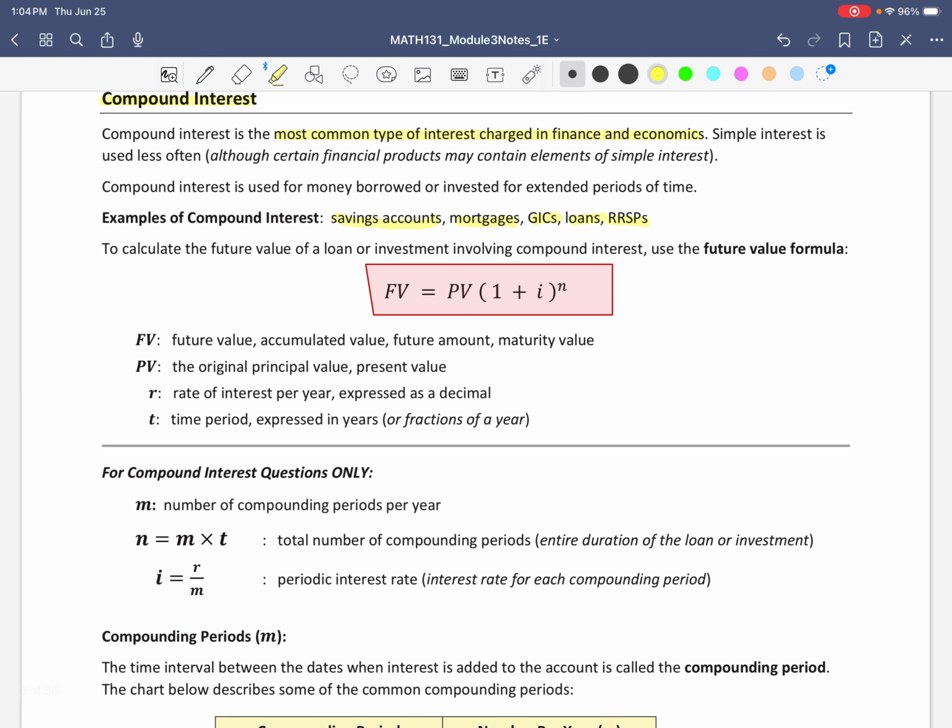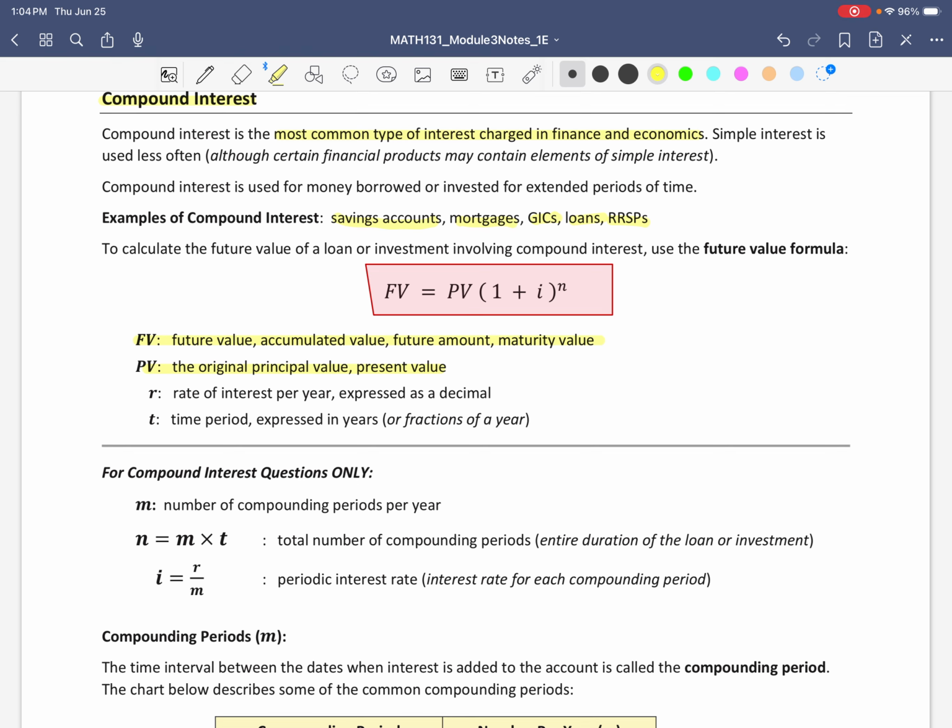The first one is future value. It is the accumulated value, future amount, or maturity value. Not to be mistaken for the maturity value that we were talking about with simple interest. Future value is different, and you're going to see why as we move through the rest of these notes. Present value, PV, is the original principal value.